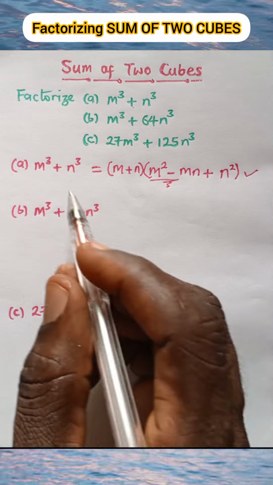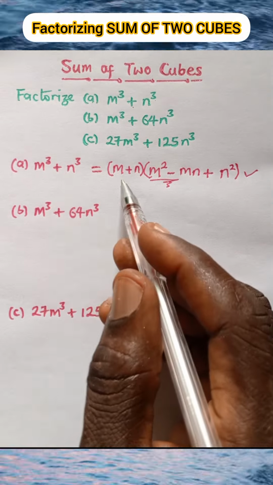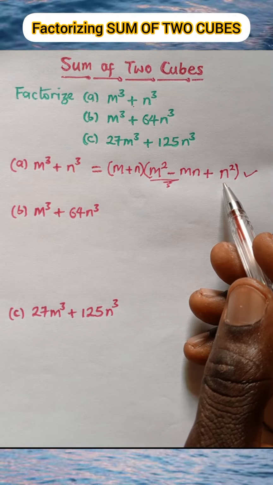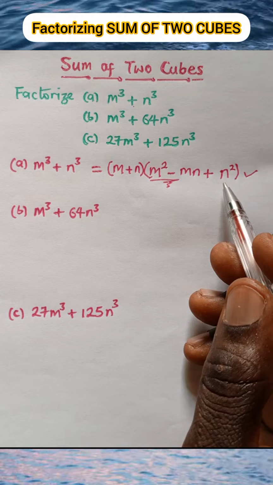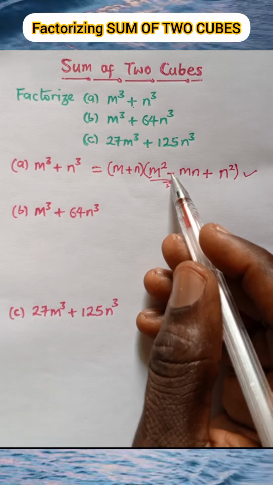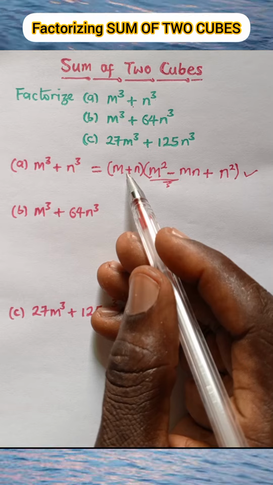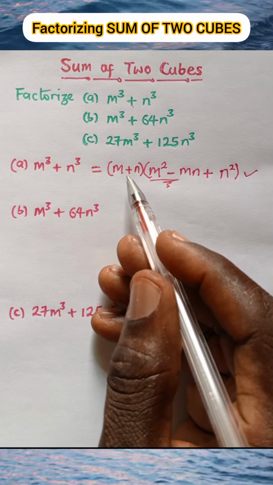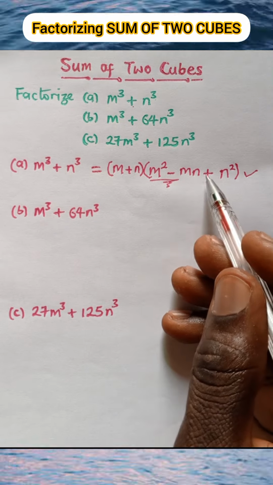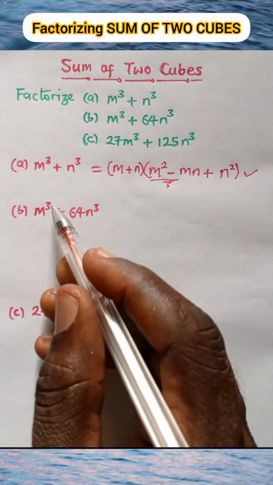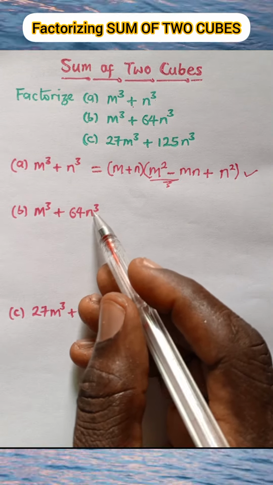So just note that whenever sum of two cubes is factorized, the answer comes out in this pattern. Where it is different from difference of two cubes is that in difference of two cubes, these two signs are plus, while the sign here is negative. Whereas in sum of two cubes, you have this sign here to be negative and this is what? Positive. Please take note. Number B, m cubed plus 64n cubed.